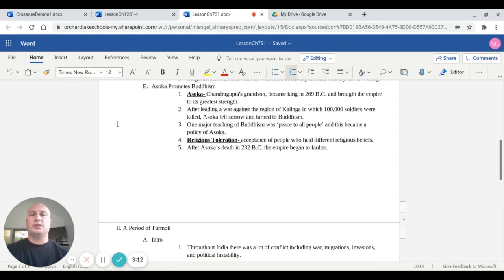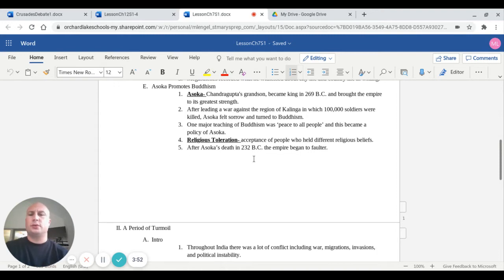Capital E talks about Ashoka promoting Buddhism. Ashoka was Chandragupta's grandson. He became king in 269 BC and brought the empire to actually its greatest strength. After leading a war against a region called Kalinga, in which 100,000 soldiers were killed, Ashoka felt sorrow and turned to the practice of Buddhism. One major teaching of Buddhism was peace to all people, and this became a policy of Ashoka from that point on. One of the things he also started to do was practice religious toleration. This is the acceptance of people who held different religious beliefs. It's something that Cyrus the Great did way back in Persia. He allowed for different groups to have their own political and religious beliefs and customs.